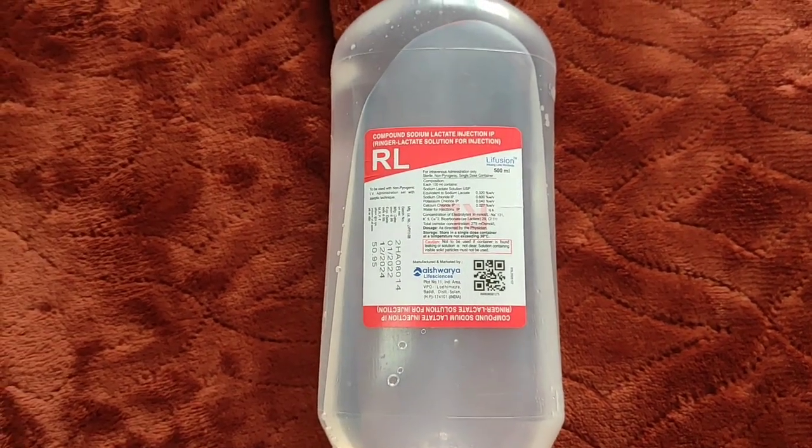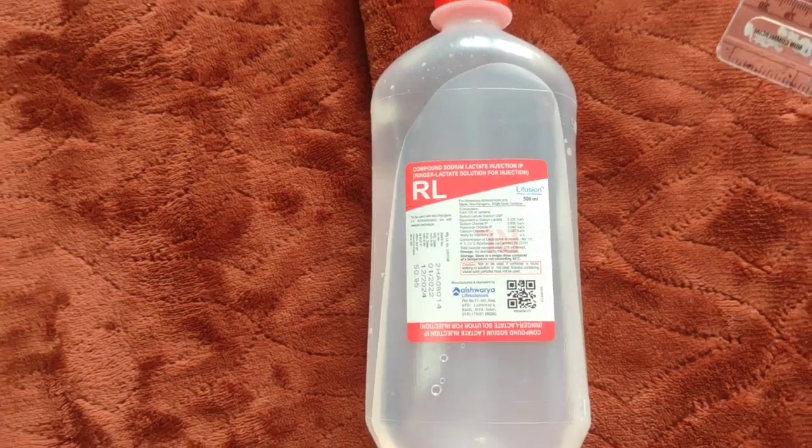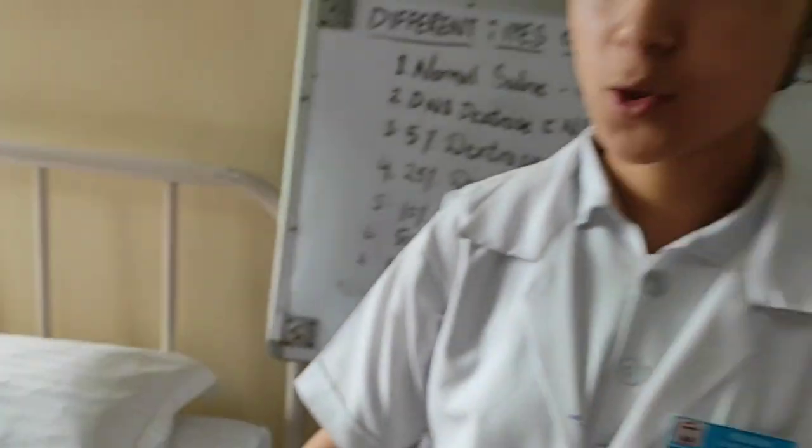Overdose can cause hypoglycemia. Ringer lactate is also known as Hartmann solution. The indications of Ringer lactate are hypovolemic shock, hypernatremia, and hypotension, diarrhea, nutritional deficiency.